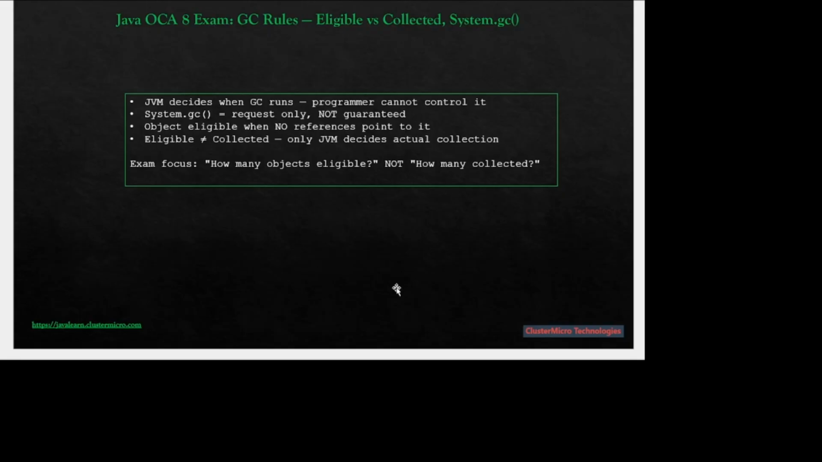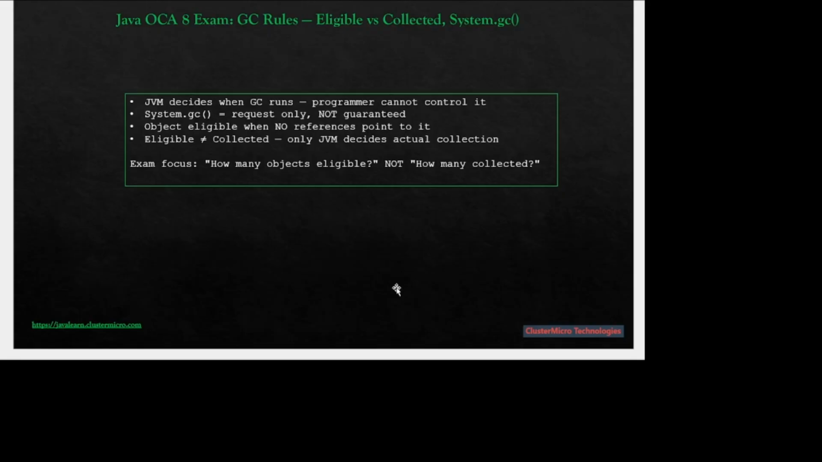Rule number 3: an object becomes eligible for GC, that is garbage collection, when it has no active references. Even if one variable still points to that object, it cannot be collected. This is why the exam gives you code with multiple references and asks you to count eligible objects. You must trace every single reference carefully.